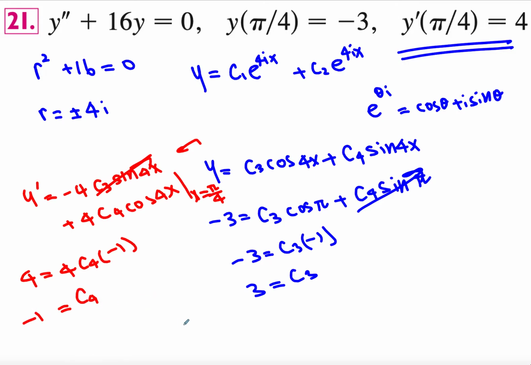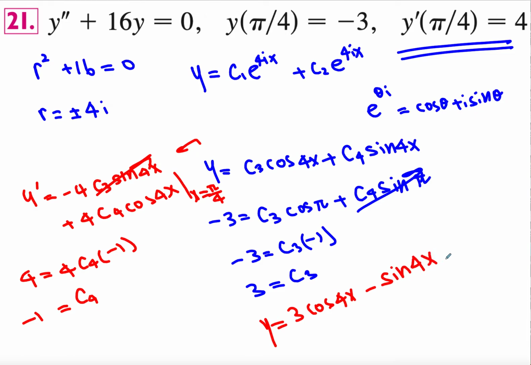So therefore, our final answer becomes y equals 3 cosine of 4x minus sine of 4x. That becomes our final answer. Alrighty, let's move on to the next problem.